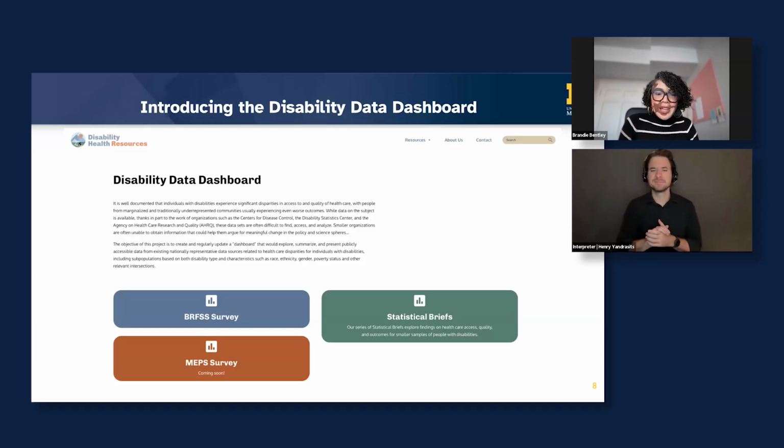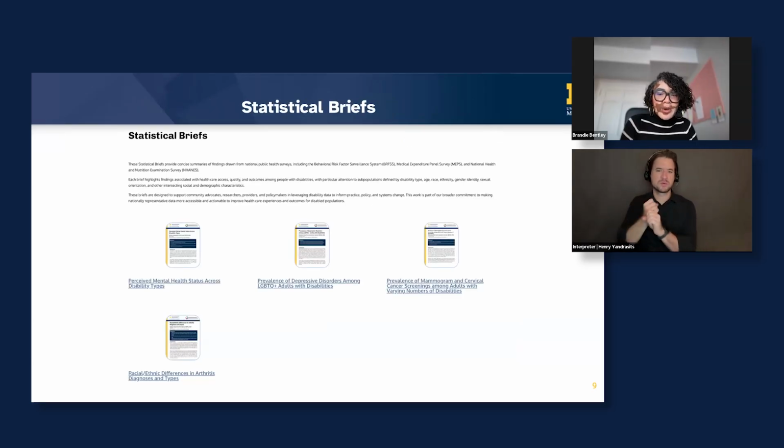So at the bottom of this page are the buttons that allow us to navigate to the different dashboards. We have the BRFSS survey, the MEPS survey coming soon, and we also have a button highlighting some of our statistical briefs. So I just wanted to make a quick tangent to highlight our statistical briefs. These are very concise summaries of findings from the different data sets that we've had our graduate research assistants develop as we've been working on the dashboard. They go more in depth into different topics that may not be reflected in the dashboard.